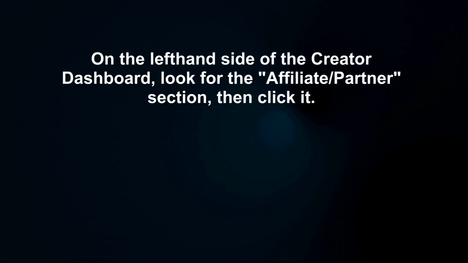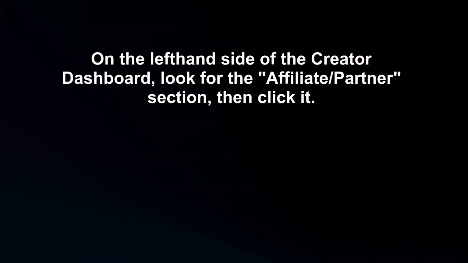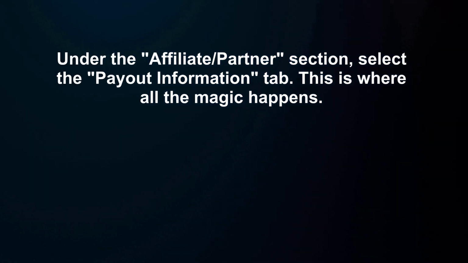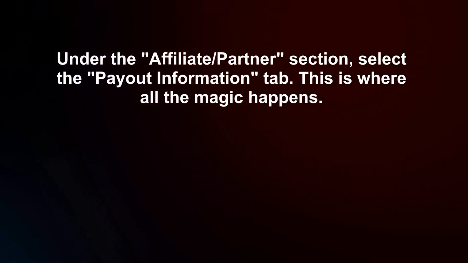On the left-hand side of the Creator Dashboard, look for the Affiliate Partner section, then click it. Under the Affiliate Partner section, select the Payout Information tab. This is where all the magic happens.